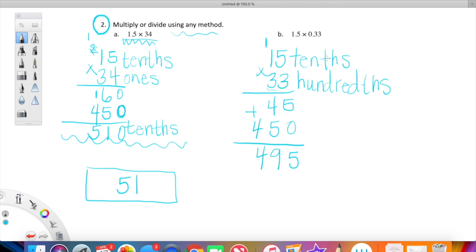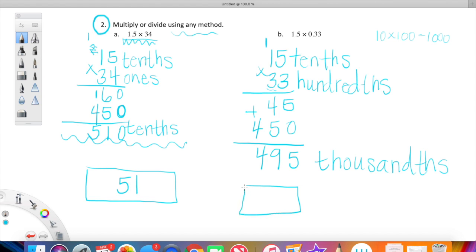Now we have to think about what our unit is. Well, it's tenths times hundredths. We know 10 times 100 is 1,000. Tenths times hundredths is thousandths. Teeny tiny.